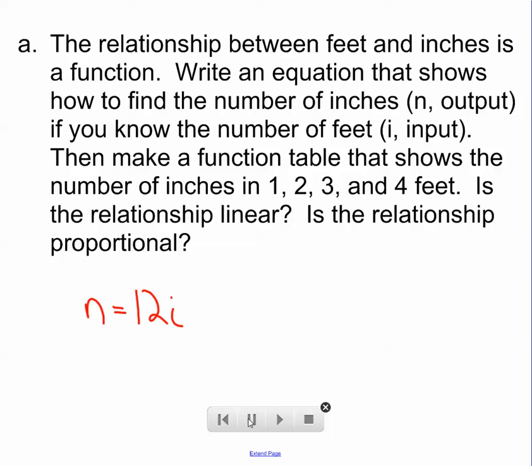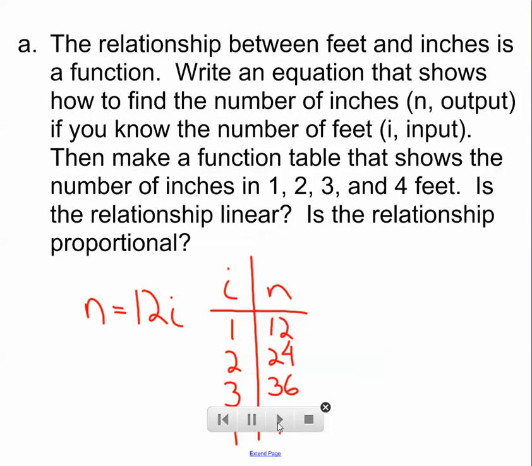There's my equation. Okay, for my input, feet, there are 12 inches in every foot. So my output will be the number of inches in I feet. Maybe this will make more sense to you when we make the function table here. Here's a function table. We got our inputs and our output. Our input is feet. It's a little confusing. Let me let this all play out and then I'll discuss here.